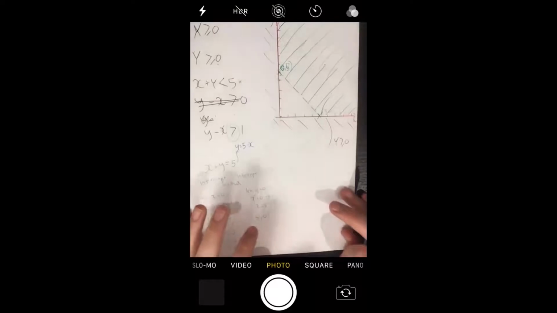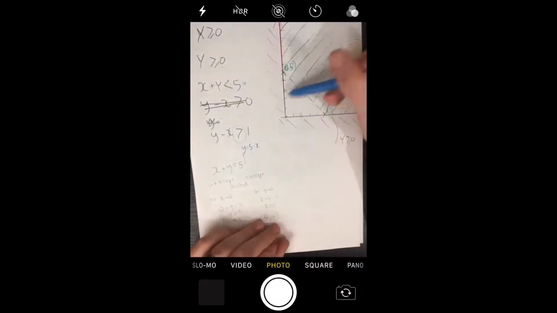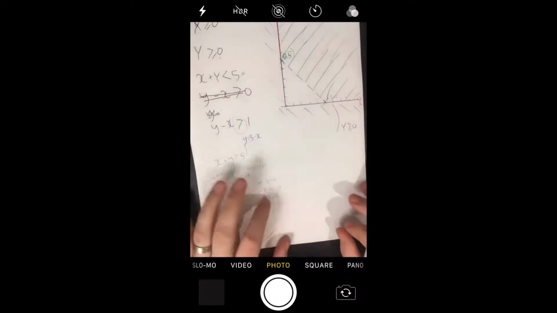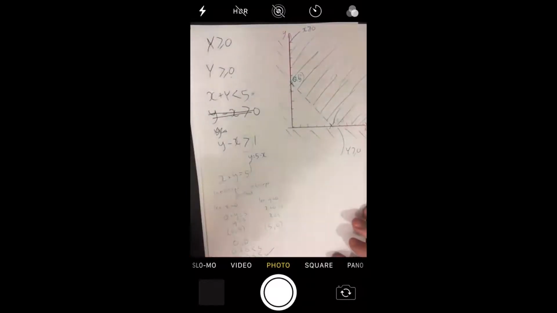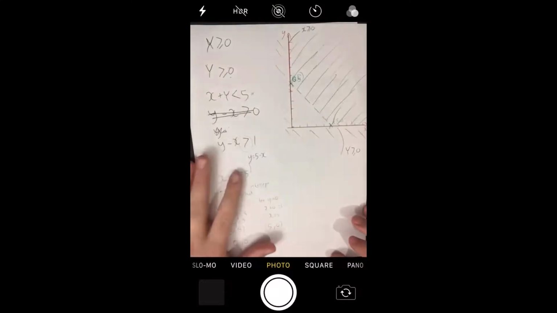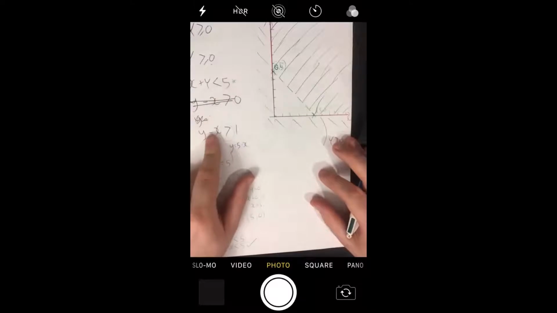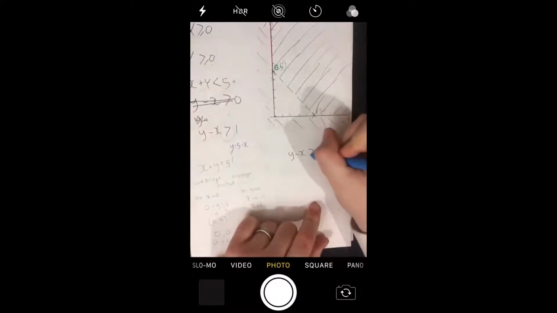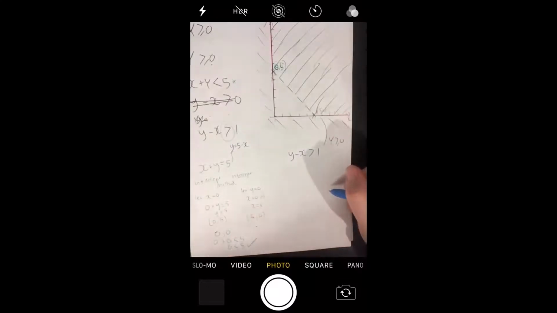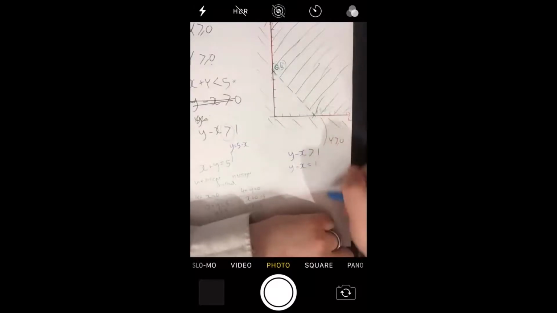Okay, so now we've got this. We've got an idea. The feasible region is going to be around here somewhere. But here's where it becomes different to what you guys have done before. What we're now going to do is tackle this one here. Y minus x must be greater than 1. So how do we tackle that guy? Well, we do the same thing. Y minus x equals 1.